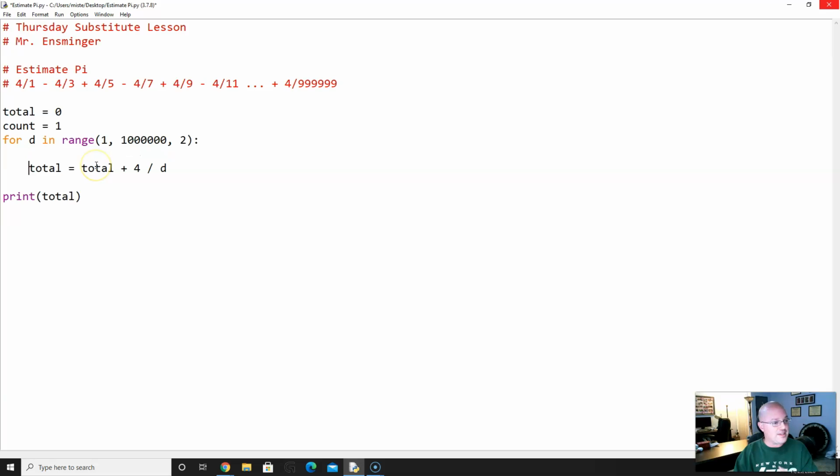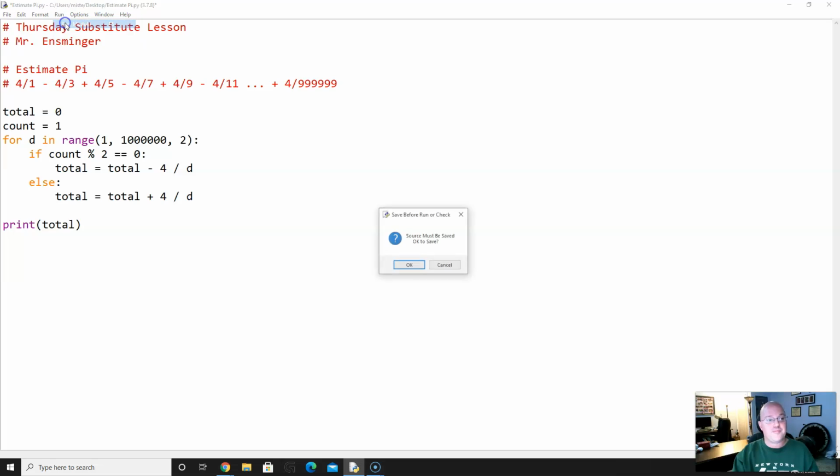So instead of just always adding, I'm going to say if I can take the count and mod by 2, we've done this a few times. Modding means you're taking the number, dividing, and getting the remainder. So this is going to be for the even terms. The even terms, if I count term 1, term 2, term 3, the even ones are actually subtracted. So I'm going to subtract that, and else I'm going to say total equals total plus 4 over d. So alternating: even, minus; odd, plus. 1 up to 2,999,999.